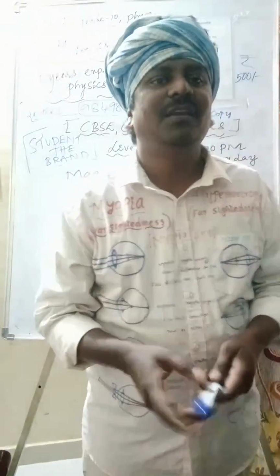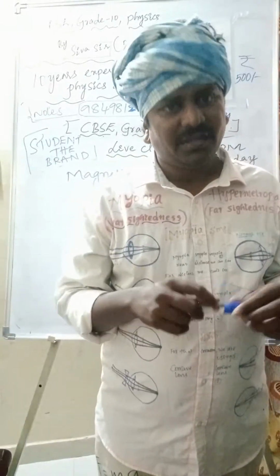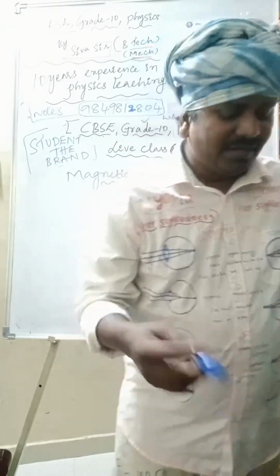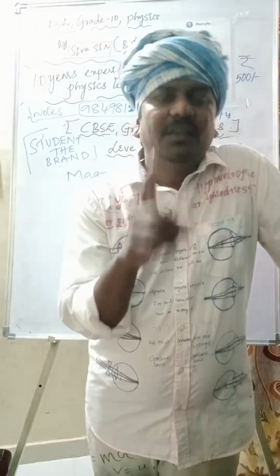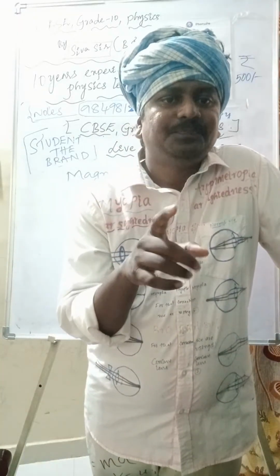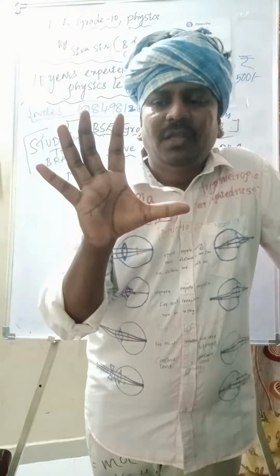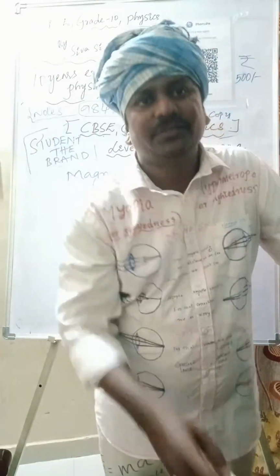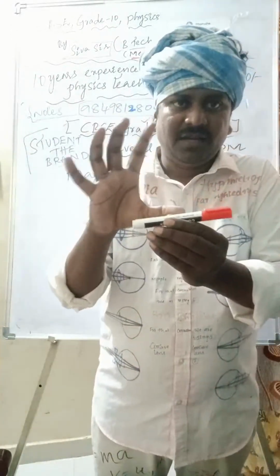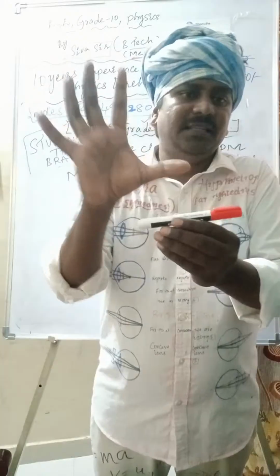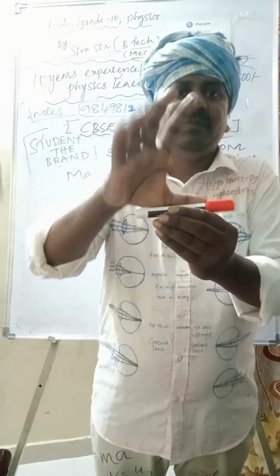How the magnetic field will be considered, how we have to take the magnetic field. The point is only one thing. If you are taking the thumb, place it along the current direction. If you are placing the thumb along the current direction, the curly fingers show the magnetic field direction.